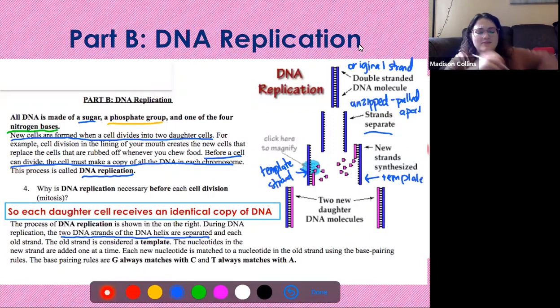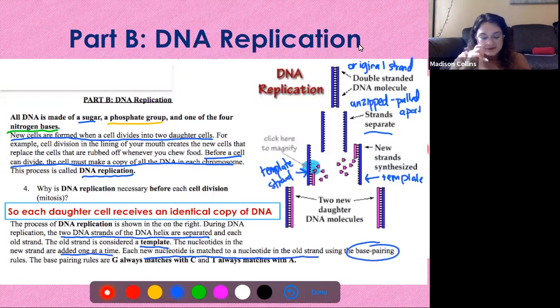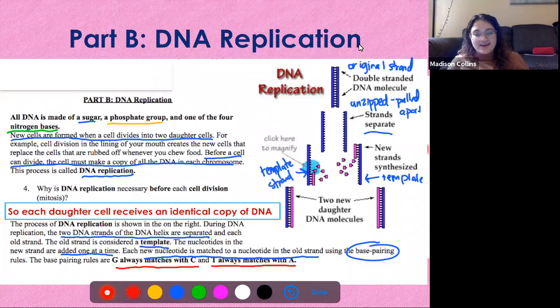But how does that happen? Well, the nucleotides in the new strand, or I'm sorry, I skipped a sentence. The old strand is considered a template. The nucleotides in the new strand are added one at a time. And each new nucleotide is matched to a nucleotide in the old strand using the base pairing rules. So remember those base pairing rules. G always matches with C and T always matches with A.